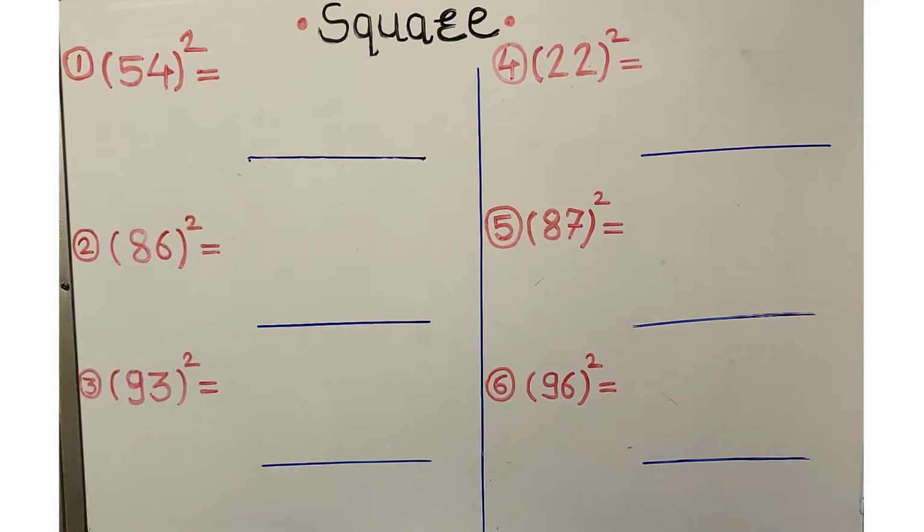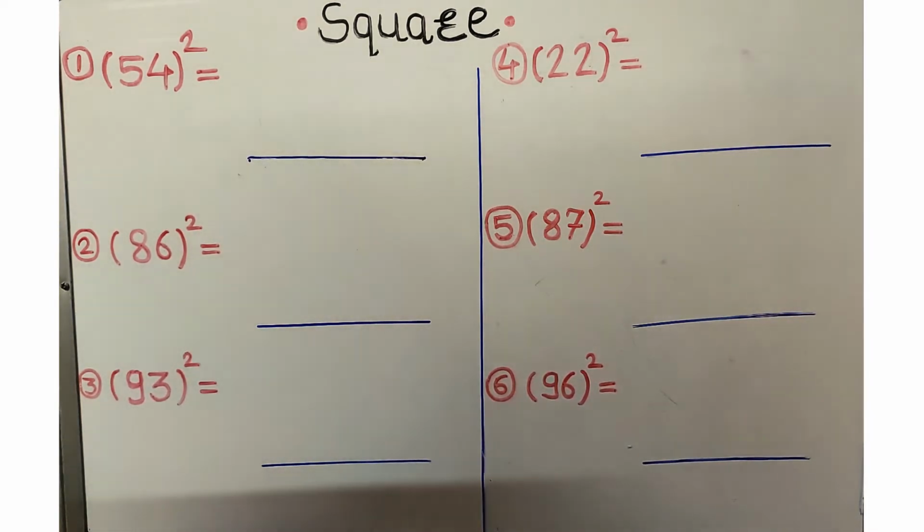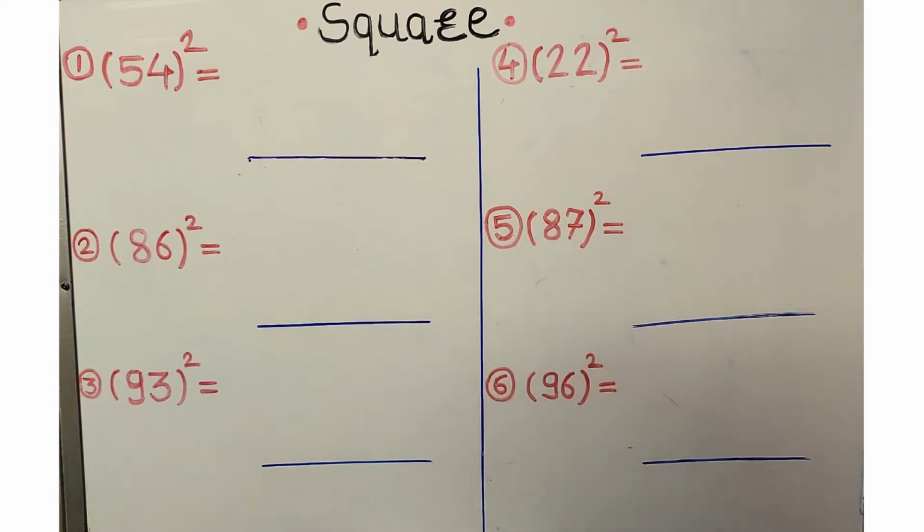Hello everyone. Today we are going to learn how to find the square of a two-digit number by the Vedic maths method. Friends, you know, if a number is multiplied by itself, the result is the square of that number. I hope at the end of this video you will be enjoying this method. So without wasting any time, let's learn and understand this method.